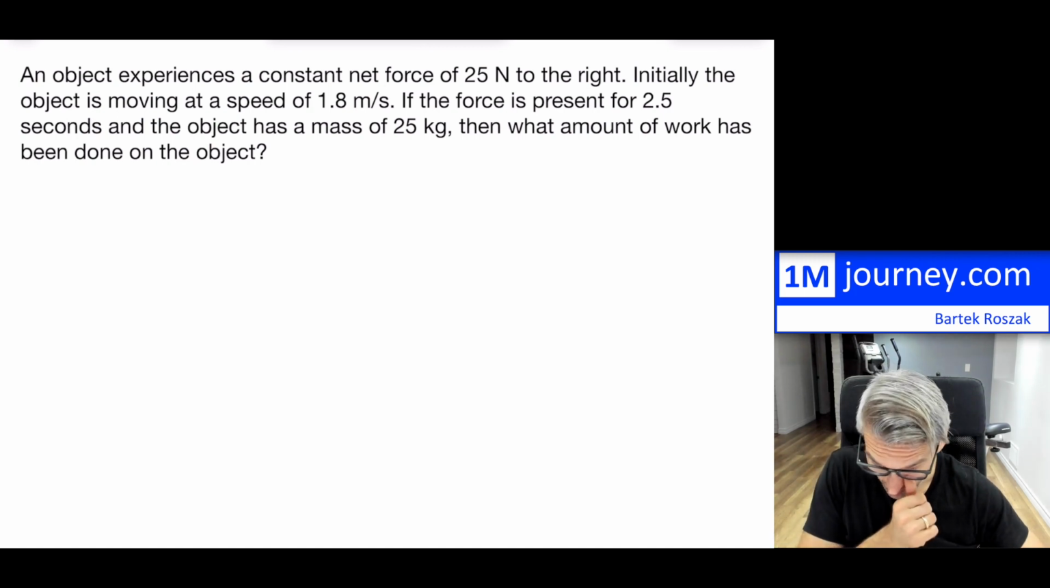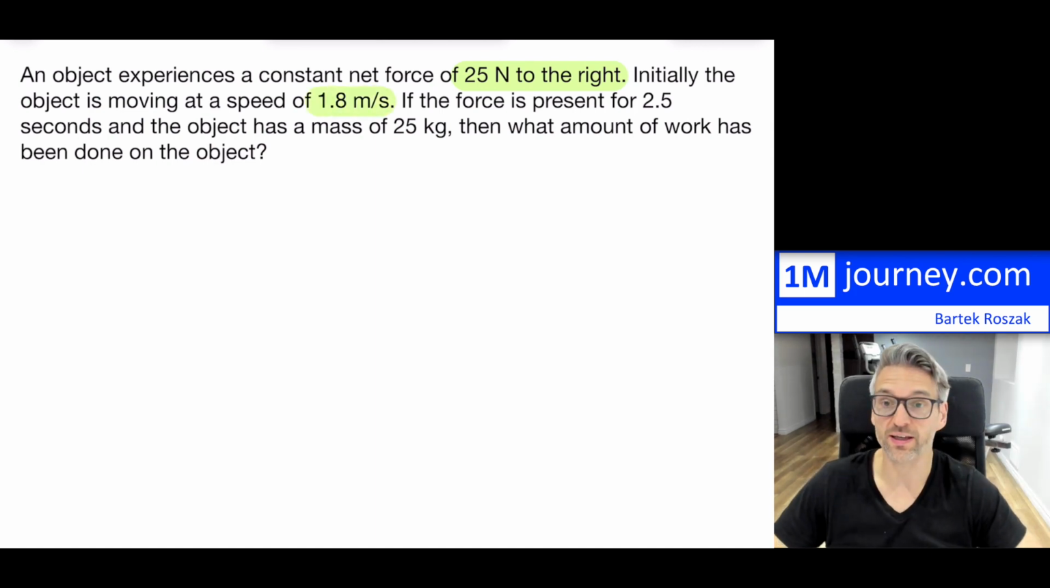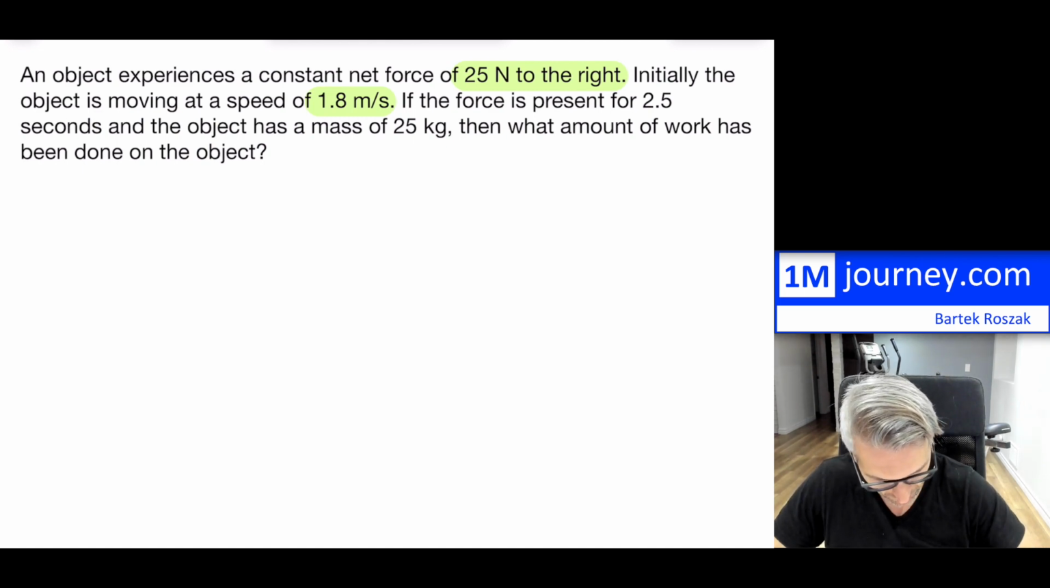So an object experiences a constant net force of 25 newtons. All right, so we have 25 newtons to the right. Okay, so that is the net force. Initially, the object is moving at a speed of 1.5 meters per second. All right, so we know that we are moving at a certain speed, and then if we have a net force, that means we're going to be accelerating. So if the force is present for 2.5 seconds and the object has a mass of 25 kilograms, so this is 2.5 seconds and then 25 kilograms, then what amount of work has been done on the object?